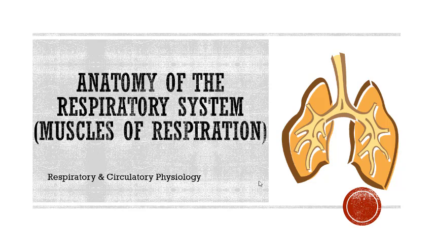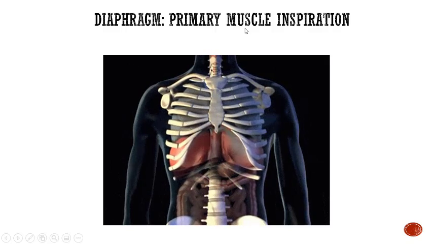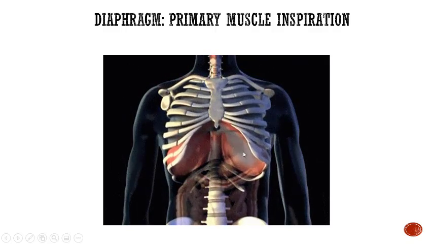Continuing on with the anatomy of the respiratory system, we are going to focus in this PowerPoint on different muscles required for inspiration and expiration. So, primary muscle of inspiration, diaphragm, absolutely the workhorse of inspiration.